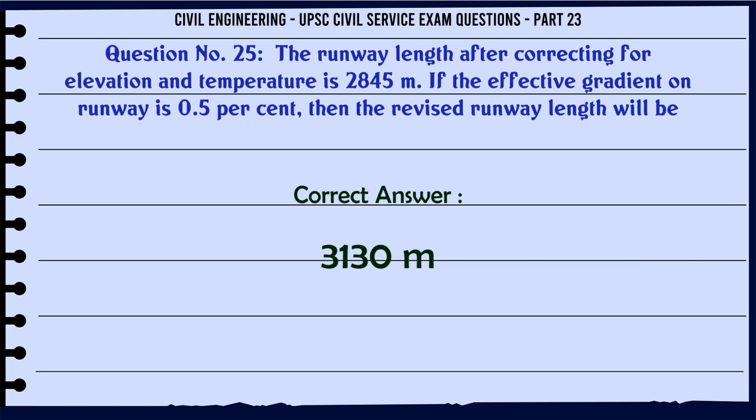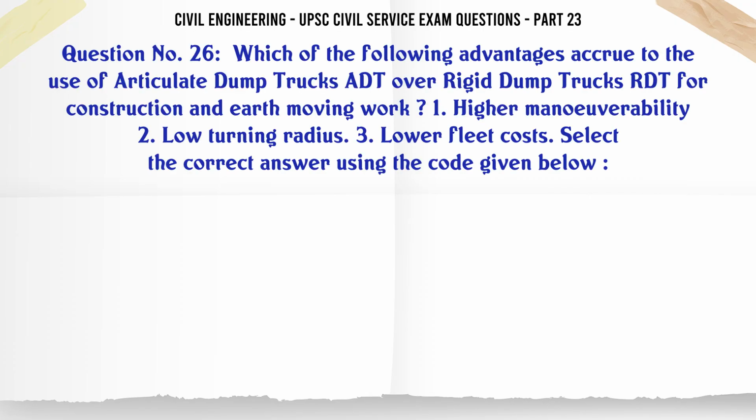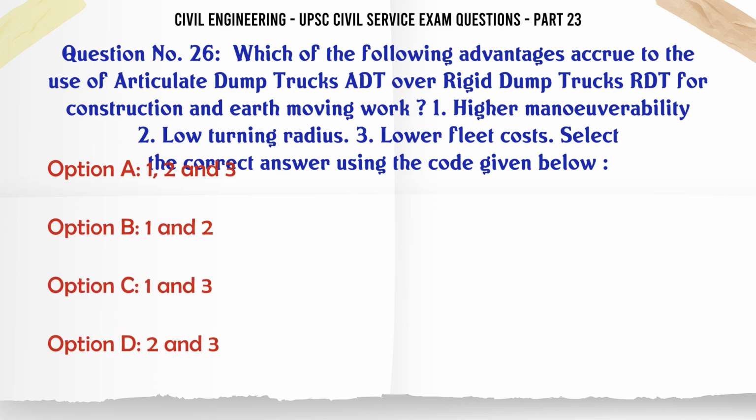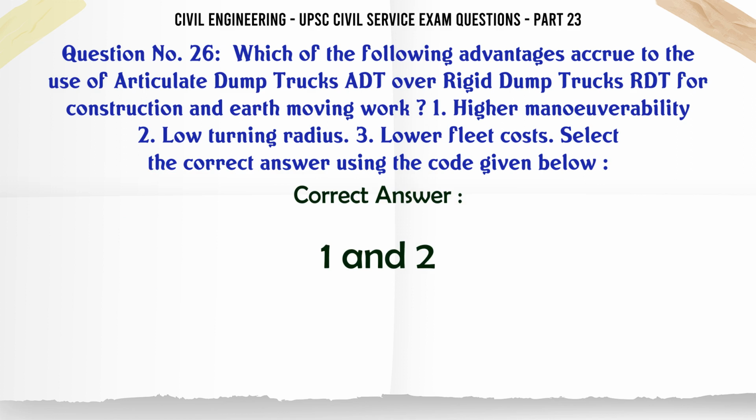Which of the following advantages accrue to the use of Articulated Dump Trucks, ADT, over Rigid Dump Trucks, RDT, for construction and earth-moving work? 1. Higher maneuverability. 2. Low turning radius. 3. Lower fleet costs. Select the correct answer using the code given below. A. 1, 2, and 3. B. 1 and 2. C. 1 and 3. D. 2 and 3. The correct answer is 1 and 2.